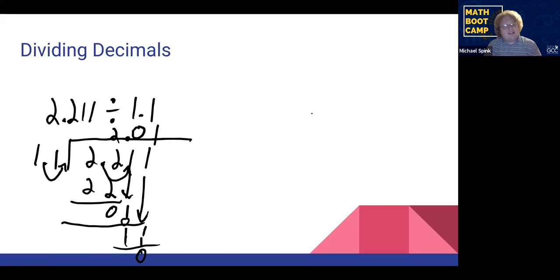Dividing decimals has the same kind of procedure. Treat it as if it's normal, and then we'll kind of account for it as we go. Now, when you have division, the number on the right goes on the outside of our division sign. The number on the left goes inside our division sign. So in this case, the 2.211 will go on the inside, and the 1.1 will go on the outside.